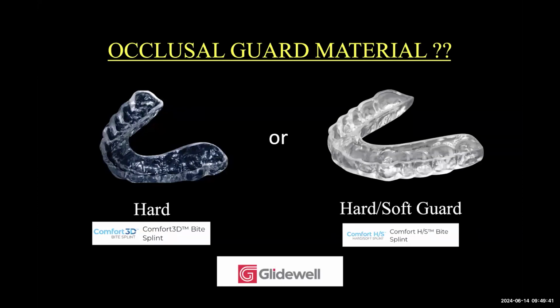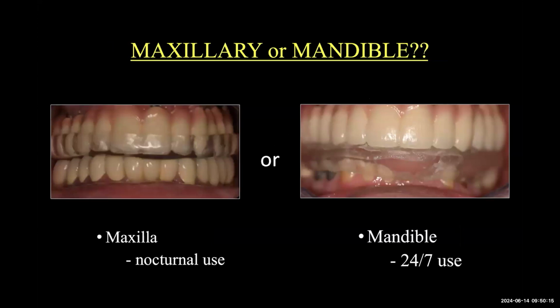Probably the most common one is the Comfort HS by Glidewell, the hard soft. That is ideal. An alternative would be the complete hard one. I would not recommend a complete soft one. A complete soft one actually increases muscle activity and it strengthens the muscles, because especially patients with parafunction will increase muscle activity with that. So hard soft is probably the best for stress distribution and protecting the prosthesis. Now, some people put it in at night, or some people have to wear it 24/7, depending on their parafunctional habits.